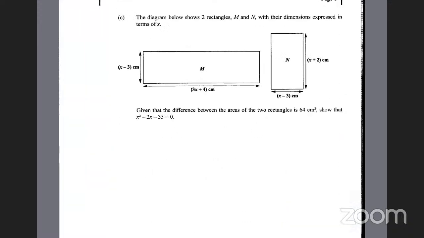Nice. How much marks was that? 1 mark in the last. Anyway, they kind of break it up for you. So you get 3 marks.